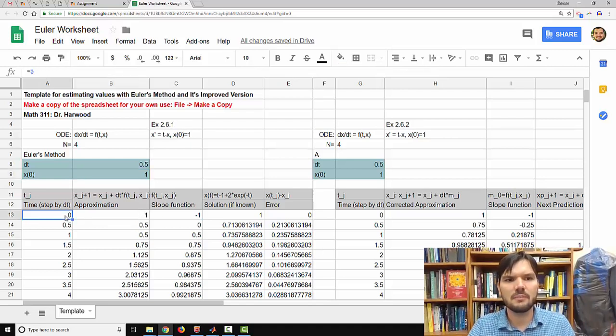So we set up our time to start at 0. We set up our approximation to start at 1, our initial condition. We set up our slope function to follow the differential equation. So in this case, it's t minus x, or A13 minus B13. And then as you scroll down, it compares those. So when you're solving another problem, change the slope function here, and you can keep the other values the same.